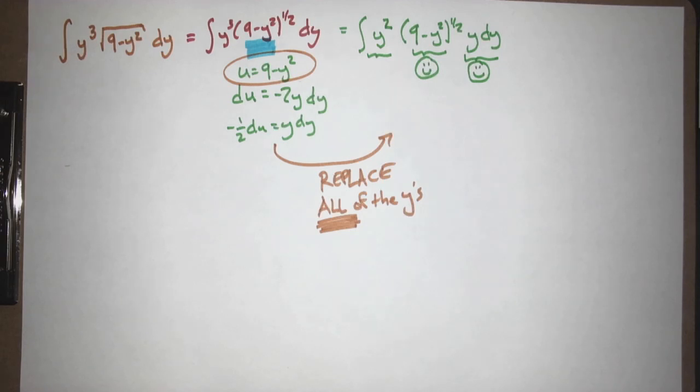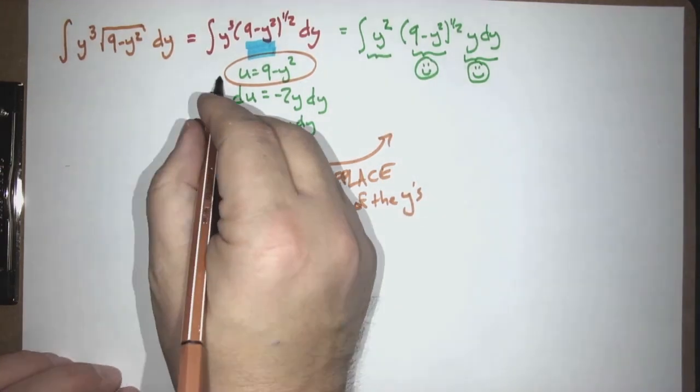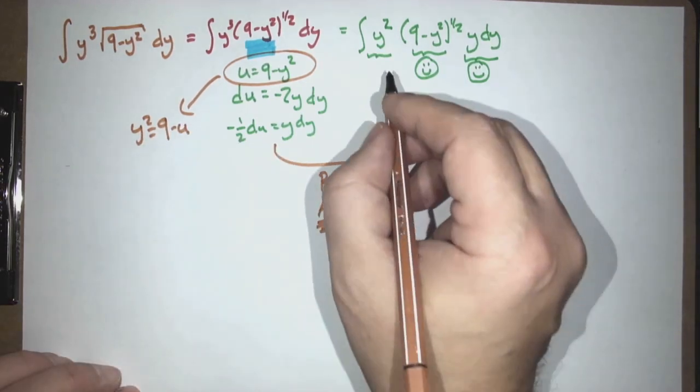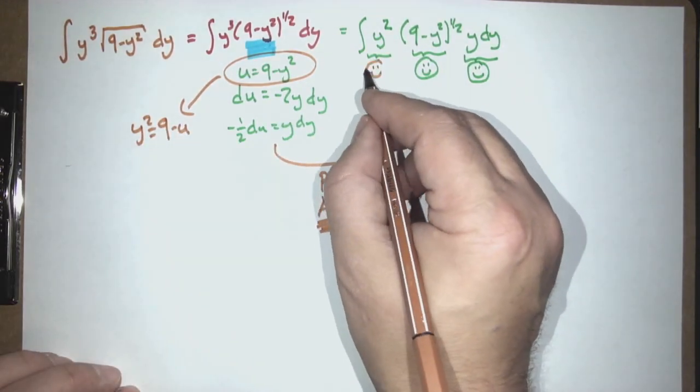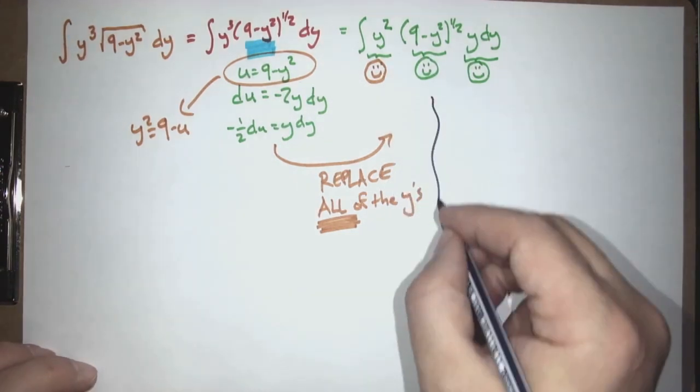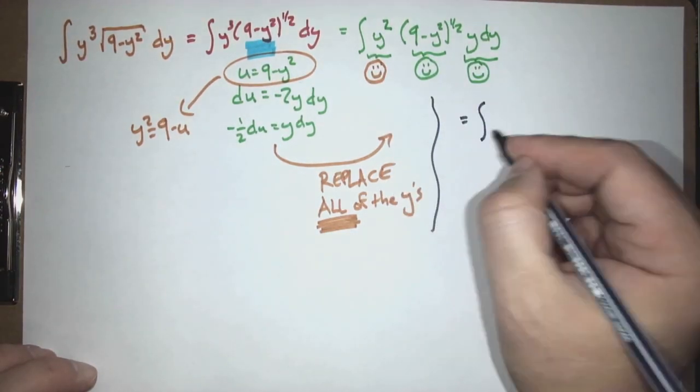Y squared is equal to 9 minus u. So now we're like, y squared, I like that. Because I can write that in terms of u. My goal is to write everything in terms of u. And it might take a little bit of rewriting. That's what we're learning here. But we can do it. We have the technology.